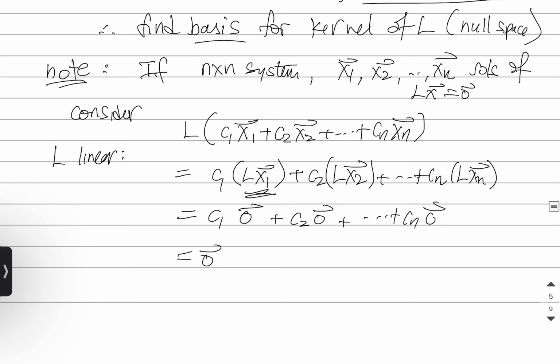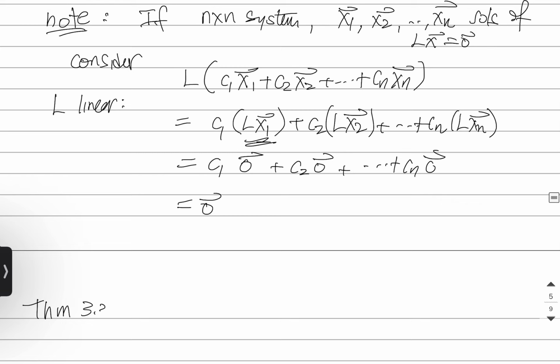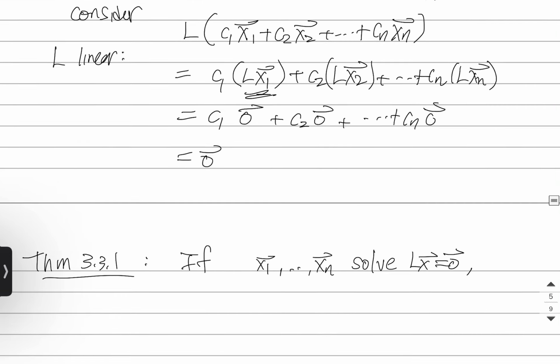And what this is trying to tell me is a result. And we'll call this theorem 3.3-1, but it doesn't really matter. If these vectors, x1 through to xn, it doesn't even have to be a set, I apologize, if these vectors solve our linear homogeneous first order system, then their linear combination also solves the system. It's also a solution. Now, that's not really a surprise.